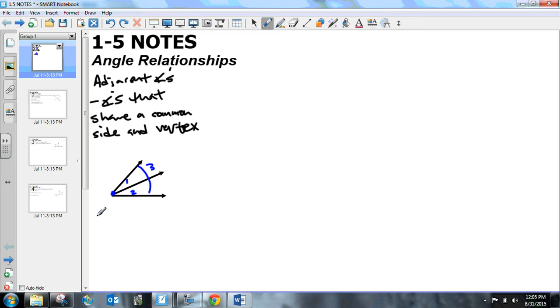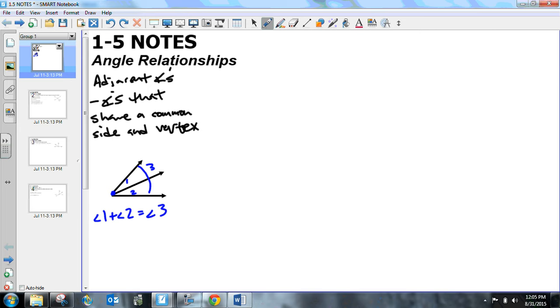And what we know about these angles is that if I take angle 1 and add it to angle 2, then that gives us angle 3. So if I take the two smaller angles and add them together, it gives us the big one. And we learned this as part of the segment or the angle addition postulate.